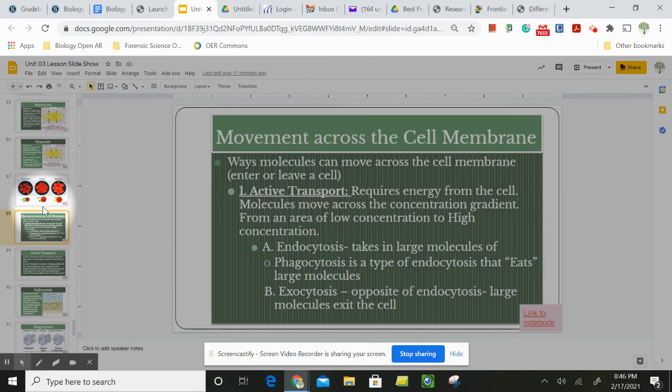Next up, we have active transport. And as the name would suggest, this does require energy from the cell. And we're going to be talking about that cellular energy during all of Unit 4. Cellular energy is going to be moving the molecules against the concentration gradient.